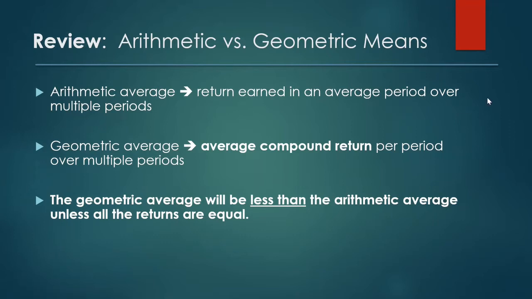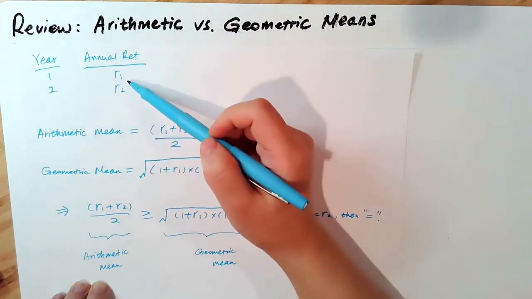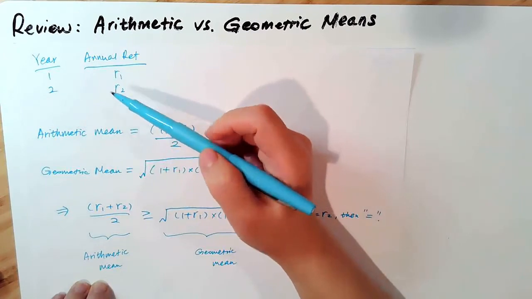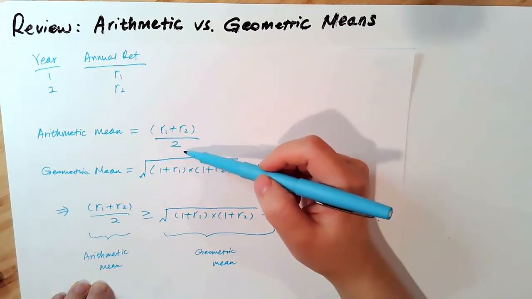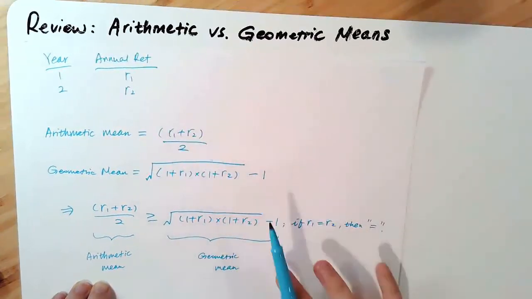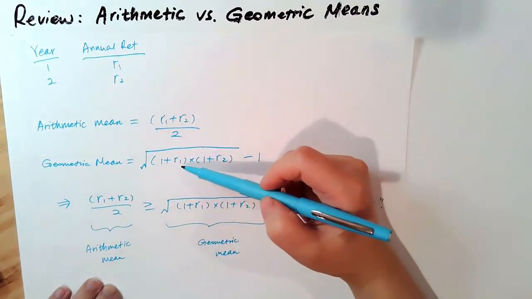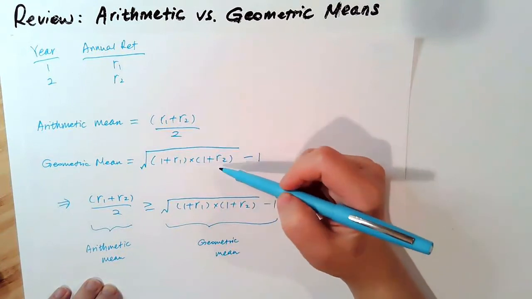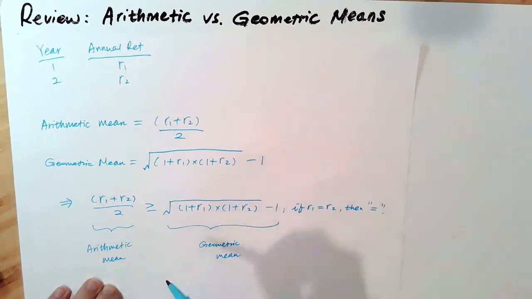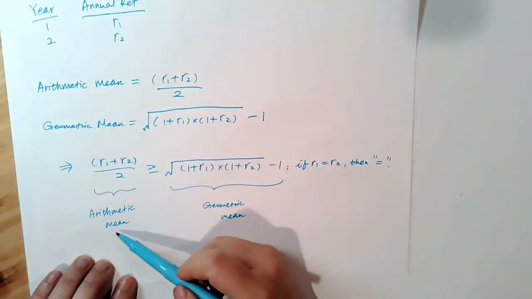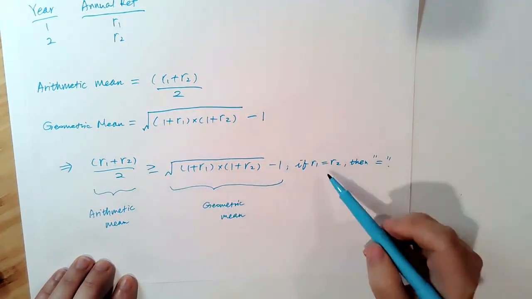Let's help you make sense of this. In this simple example, I gave you 2 years of returns. Year 1's return is simply R1, year 2's return is simply R2. To compute the arithmetic mean, you sum up R1 plus R2 and divide by 2, because there are only 2 compounding years. To compute the geometric mean, you will use 1 plus R1 multiplied by 1 plus R2, and since there are 2 years, you take the square root and minus 1. And I can show you subsequently that the arithmetic mean is always greater than or equal to the geometric mean. They are only equal if R1 equals R2.